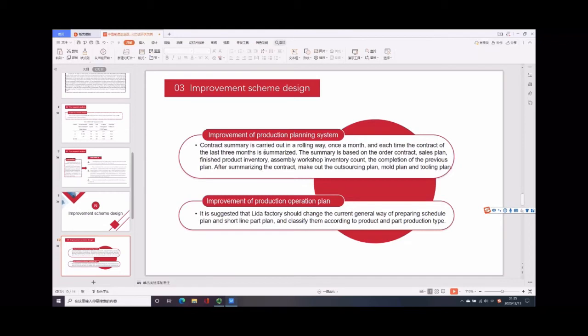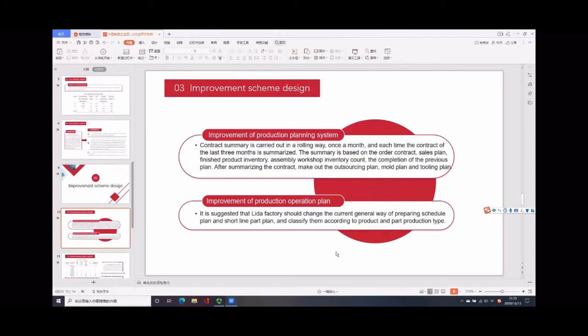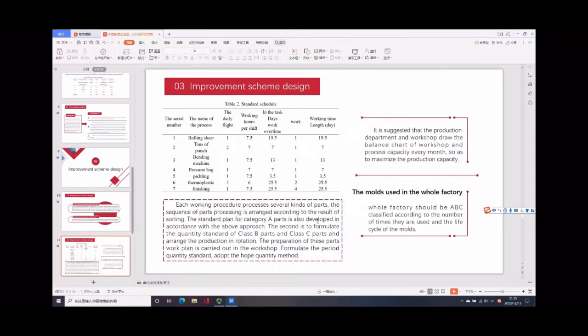And the second is improvement of the production operating plan. It suggests that the factory should change the current general way of preparing schedule plans and short-line pipelines, and classify them according to product and part production type. Each working procedure processes several kinds of parts. The sequence of parts processing is arranged according to the result of sorting. The standard plan of Class A parts is also developed in accordance with this approach. The second is to formulate the quantity standard of Class B parts and Class C parts, and arrange the production in rotation. The preparation of these parts work plans is carried out in the workshop.